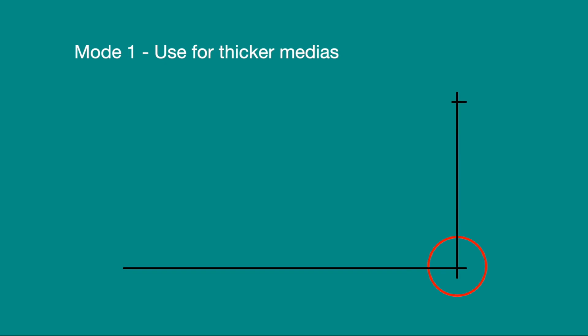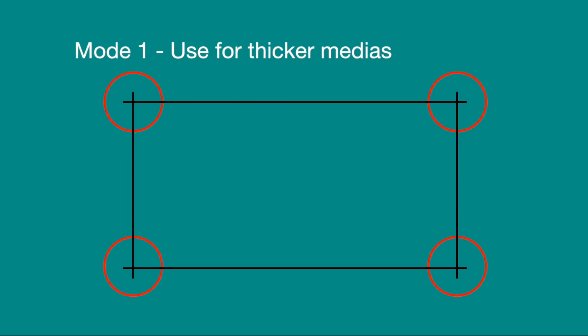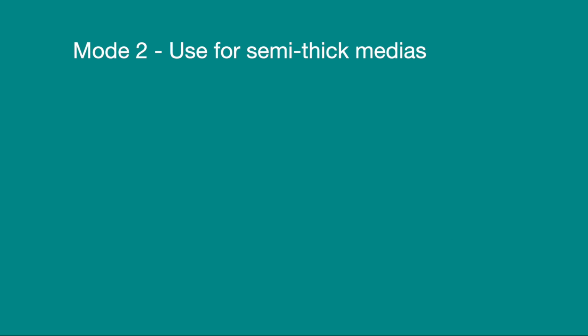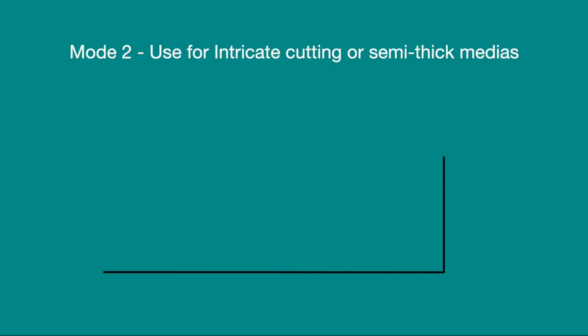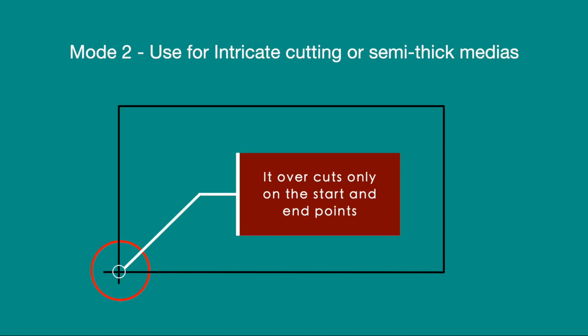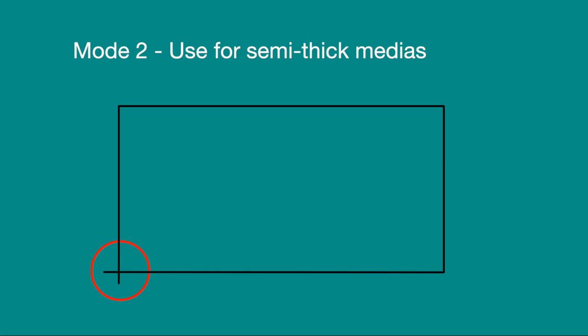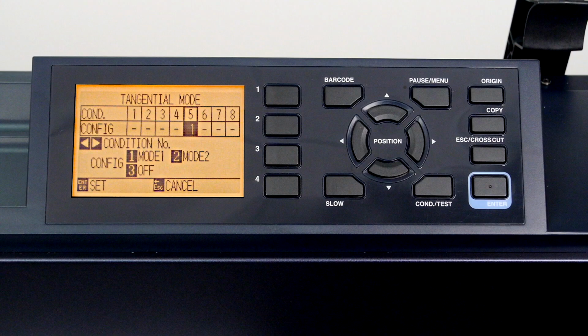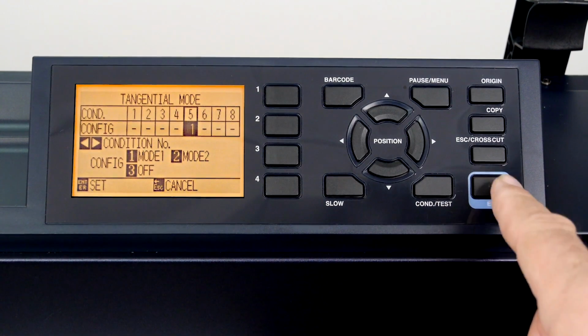Mode 1 will cause the blade to lift at each corner as well as overcut each corner. It is generally used for thicker media because it provides clean corners. Mode 2 is for semi-thick medias. It will cause the blade to lift at each corner but only overcuts on the corner of the start and end point. In this case, we will choose Mode 1 since we will be cutting a thicker media, and click Enter to accept the change.